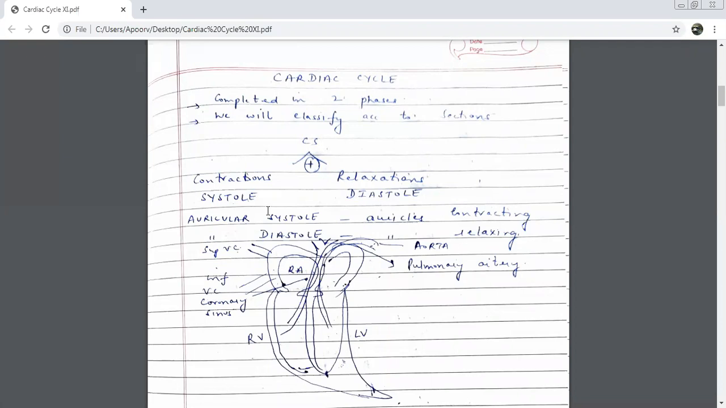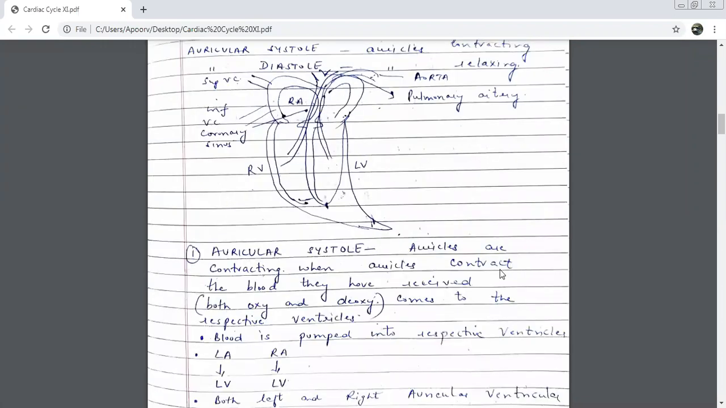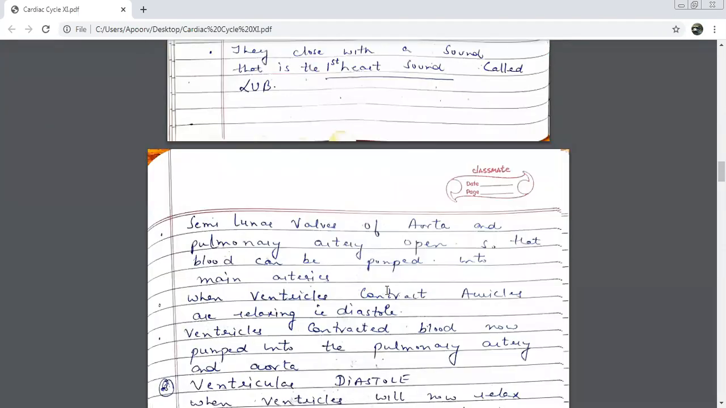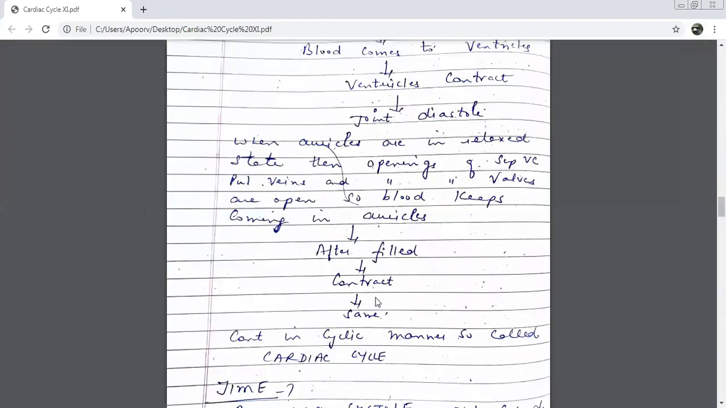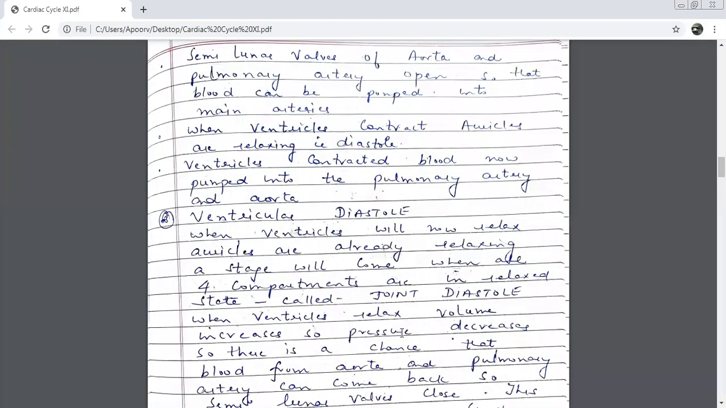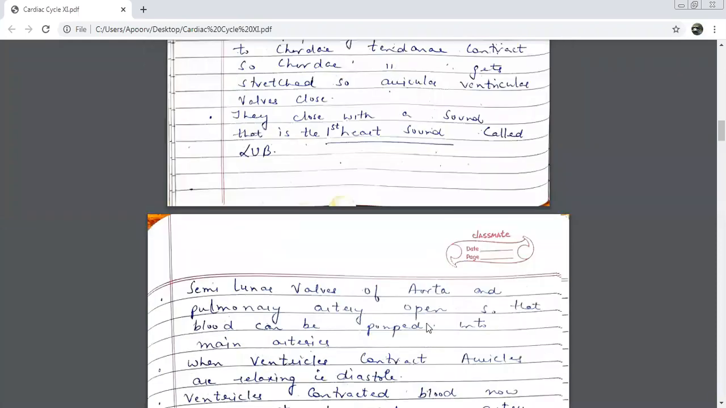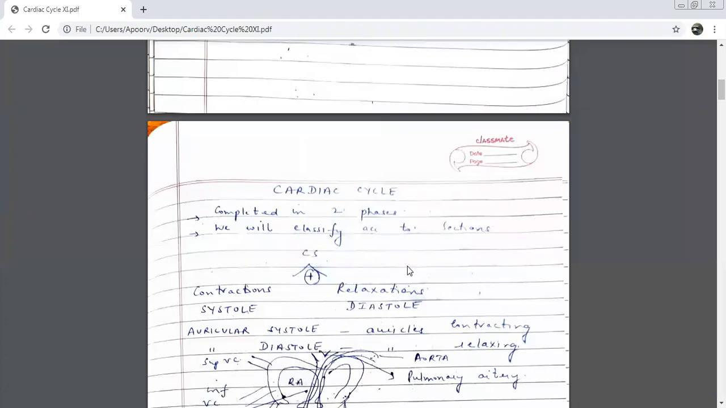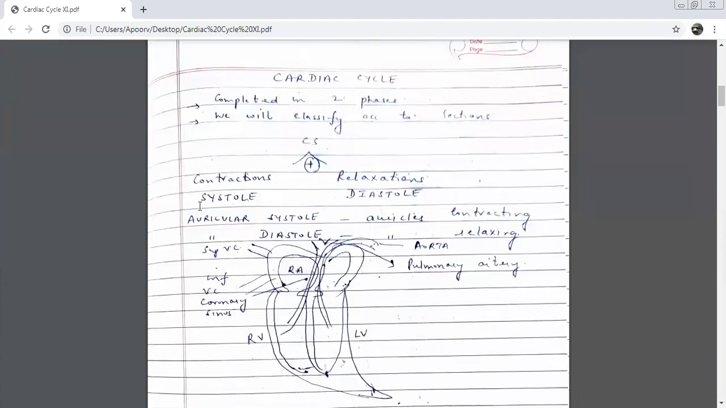We'll calculate 0.7. We'll calculate a lot of details. I'll tell you about the timings also. Of course, it is less than 1 second. You'll be amazed to see, at the last, I'll be calculating how much time goes in contractions and relaxations, and then you'll realize, oh my God, the human heart is so efficient. It is so perfect. So basically, the cardiac cycle consists of contractions and relaxations.